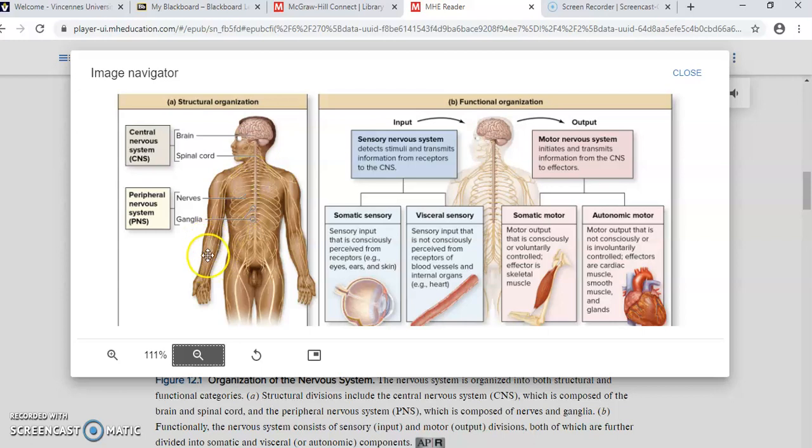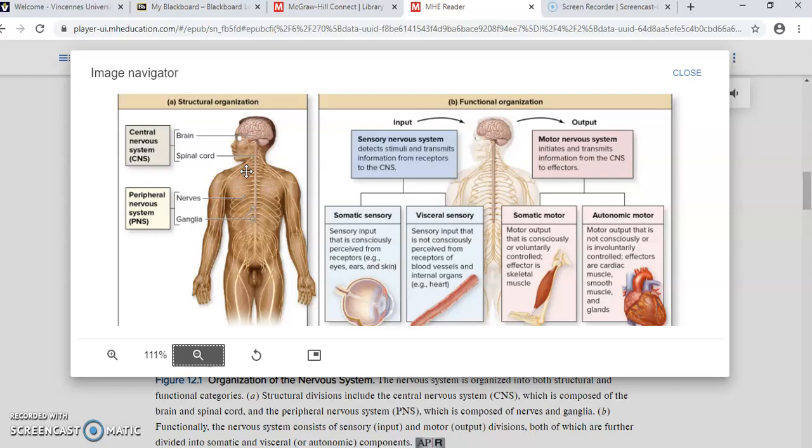So if we have a receptor detecting some sort of change in the stimulus, and then we have this nerve and a specific neuron in that nerve that's taking the signal from that receptor to the brain or spinal cord, then we call those sensory. It's the sensory division of the peripheral nervous system. And so it's made up of the sensory neurons. That's the direction of their nerve impulses or action potentials. It's going to go from the PNS, where the receptors are, to the CNS, where the brain and spinal cord are.